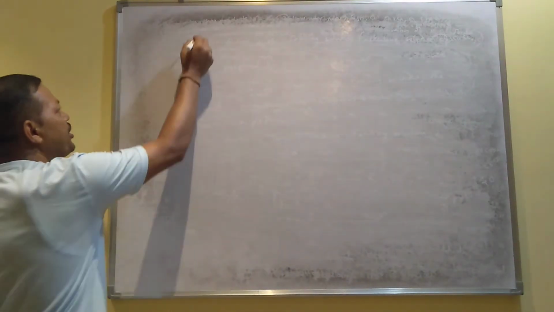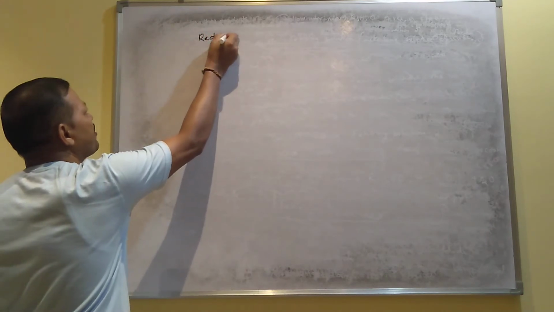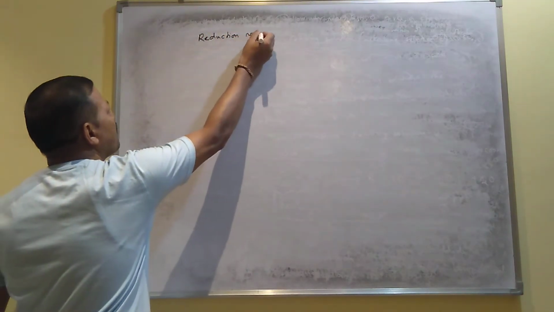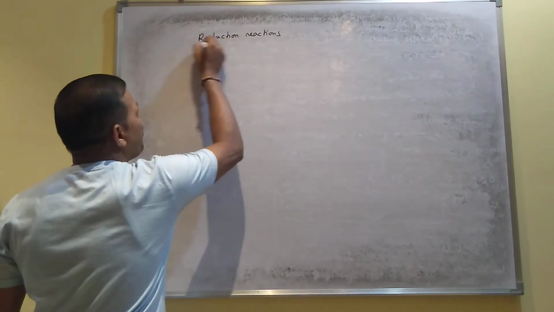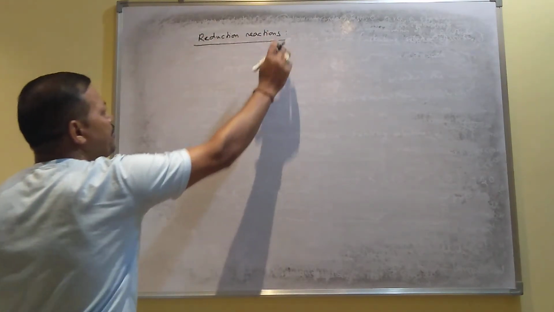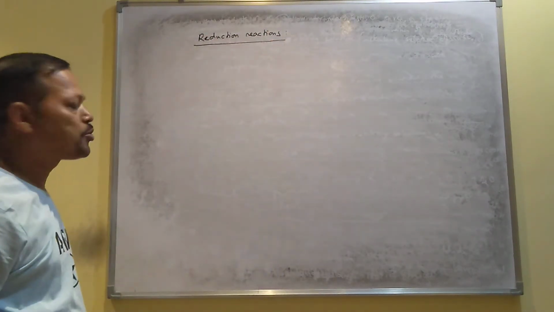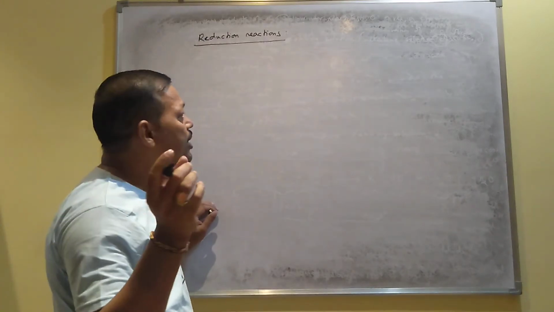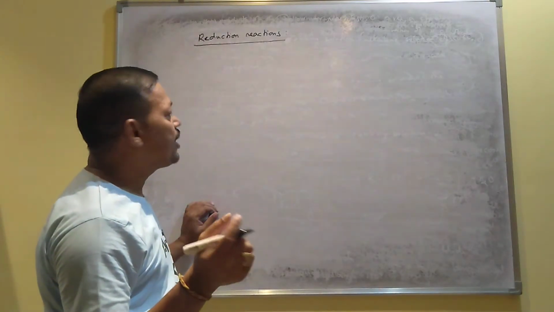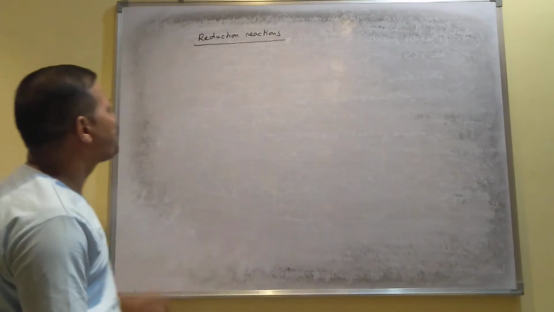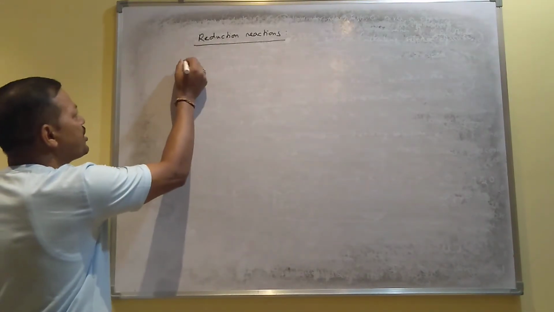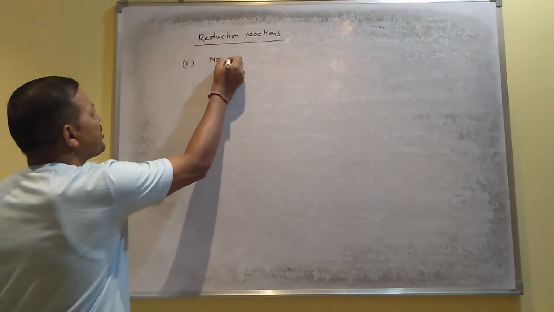Now, reduction reactions of aldehyde and ketone. You will get a number of reduction reactions. Some naming reactions also, I mean some special reduction reactions carried out by some scientists, you will get here. So number one: reduction, normal reduction.